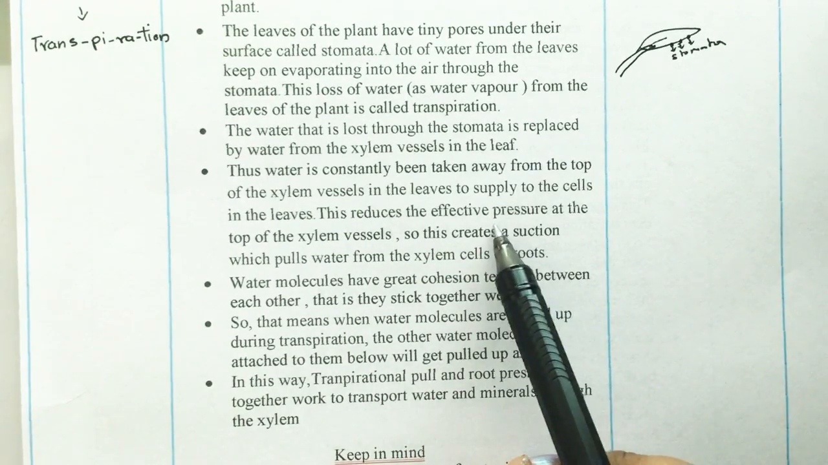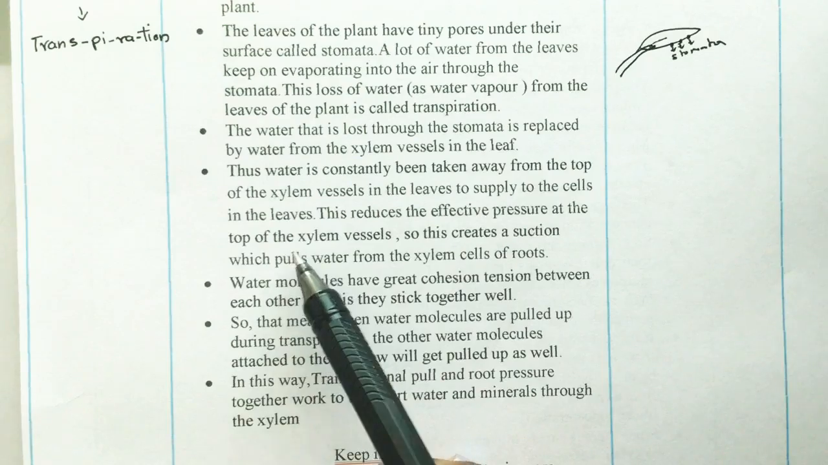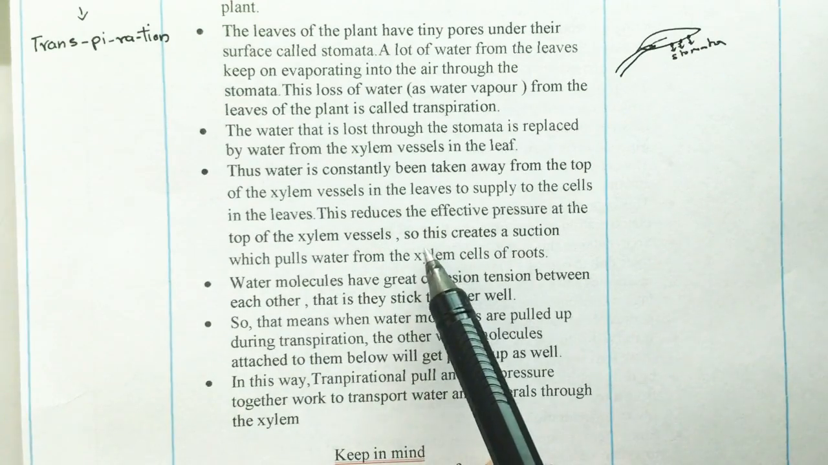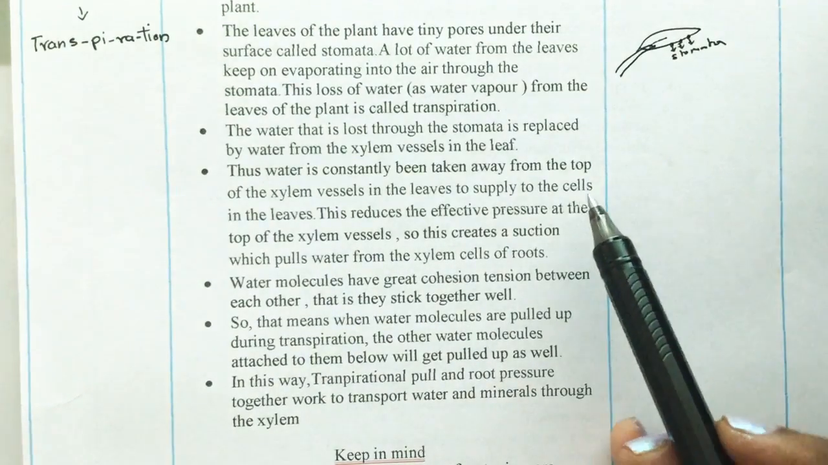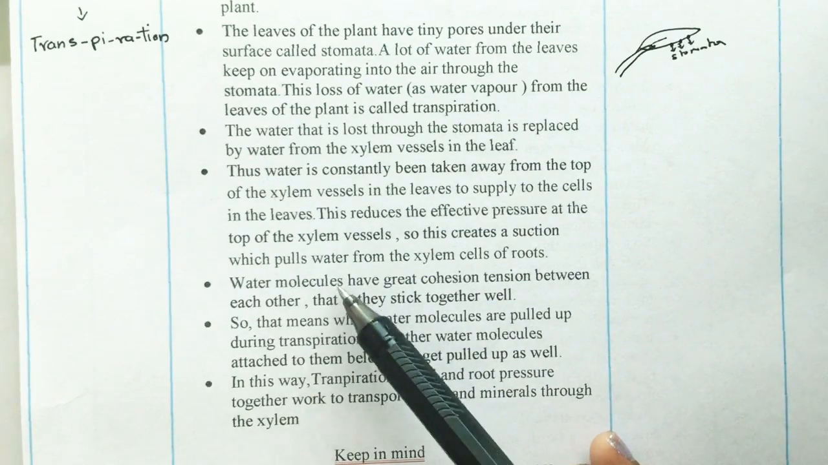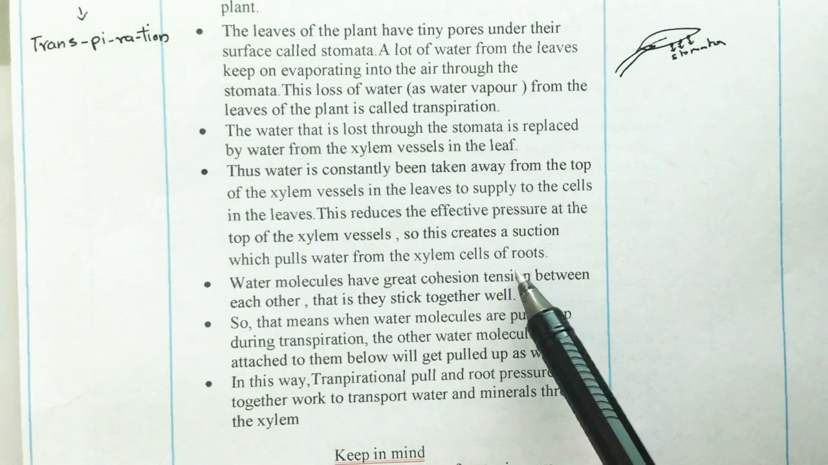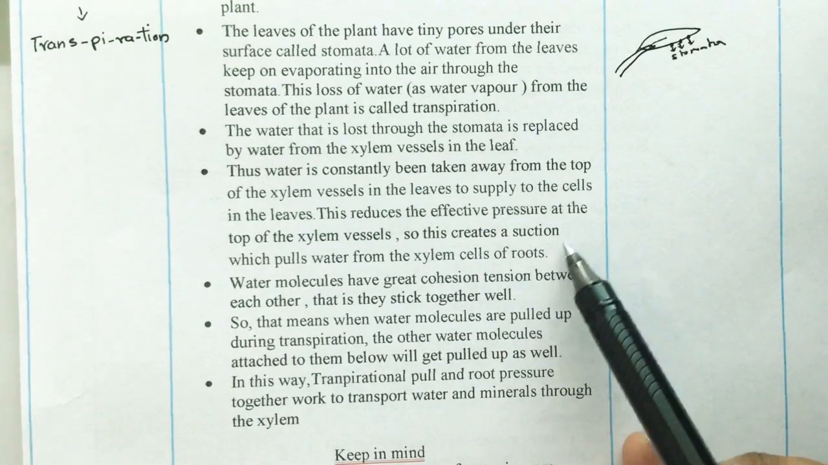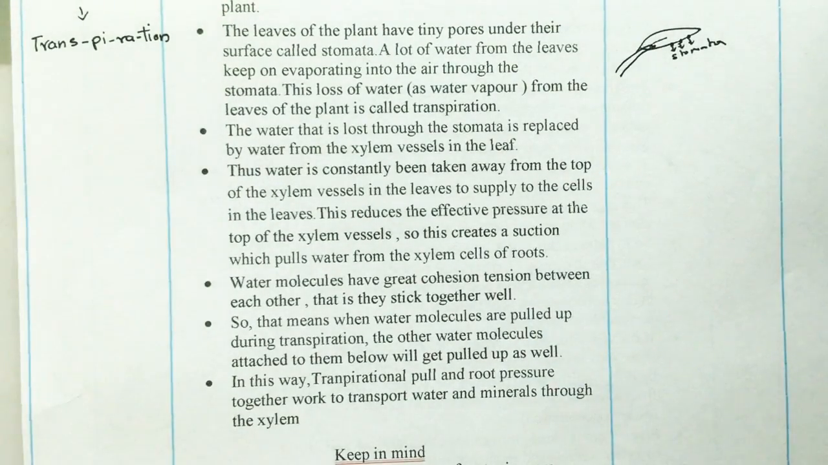This reduces the effective pressure at the top of the xylem vessels, that is the xylem vessels which are on the top of the plant, and this creates a suction which pulls water from xylem cells of the roots. This suction only is called the transpirational pull.